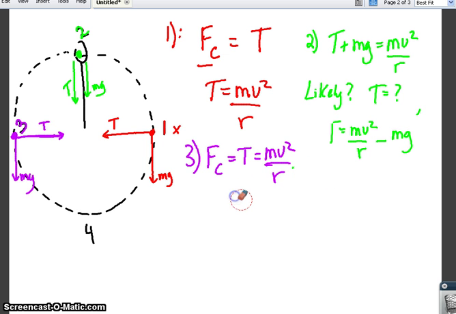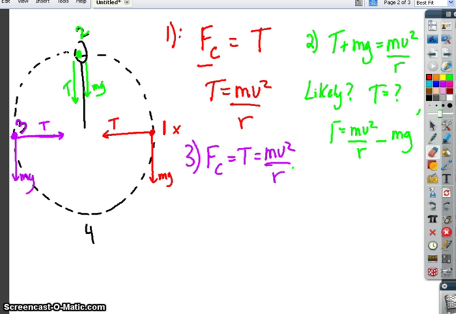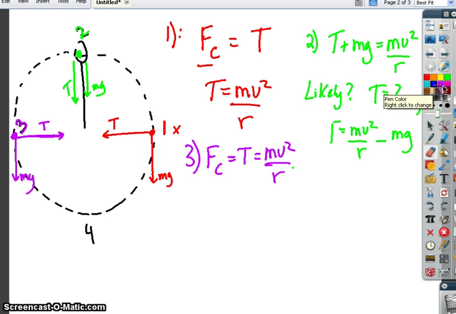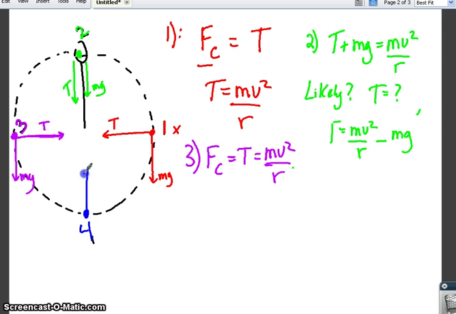So let's erase all this, and let's do our last one. Let's do blue. Point 4. Tension is going to be pulling it up, and gravity is going to be pulling it down. So at point 4, we're going to have T minus mg.